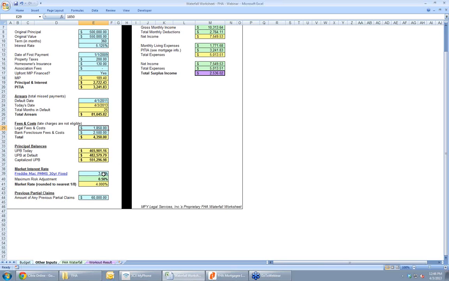There's also a market interest rate here that comes into play for FHA loans. Same kind of thing like Joe was explaining. It's just rounded to the nearest 1/8 rather than rounded up to the nearest 1/8, so that's why this isn't higher.